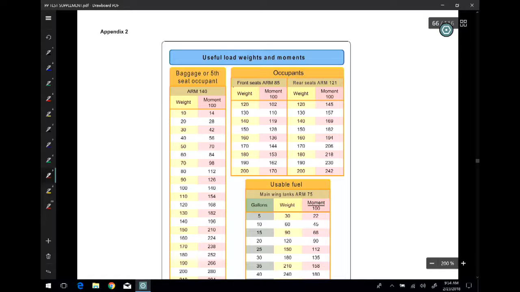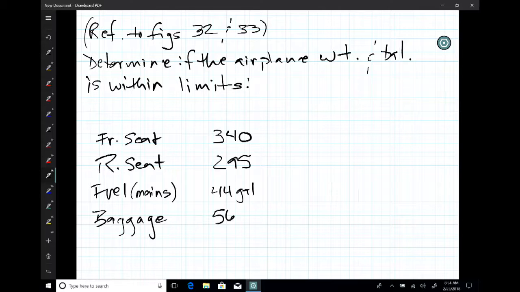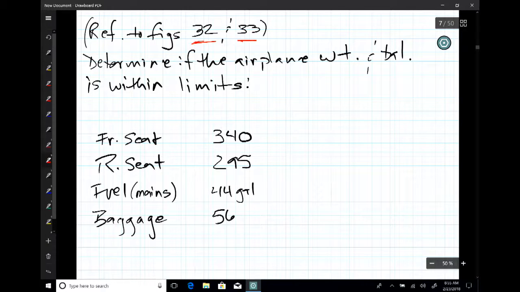Okay, so there's that. Now then, let's take a look at this. I'll work with you on this first problem, just so that we can get used to what we're doing here. Now, the question is, determine if the airplane weight and balance is within limits. We refer here to figures 32 and 33. These are the figures that you have with the tables. And I know that you brought them all with you today because that was what you were instructed to do.